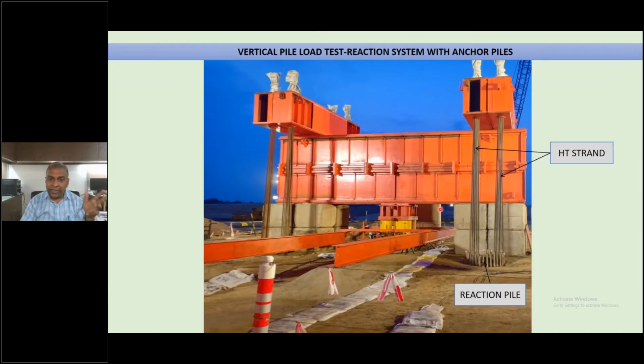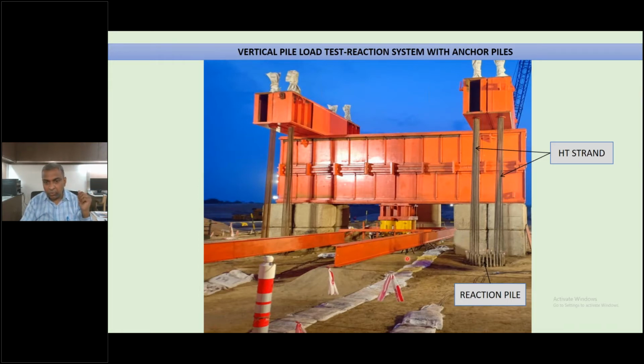So after 28 days of strength gain, these piles are subjected to the vertical plate load test in this manner. You can see the reaction piles, anchor piles, being connected with high tension strand wires. Here are yellow colored jacks; because loads were 2,500 tons, 4 jacks were used here. And these are the joists to which the datum bar is connected.